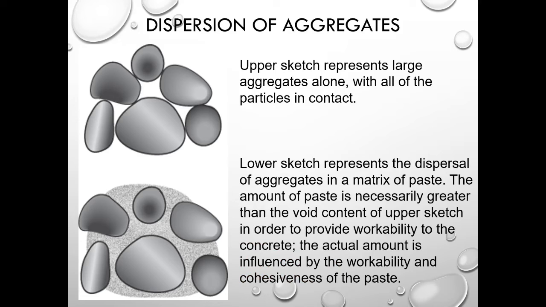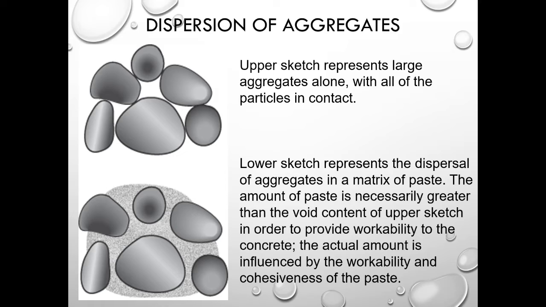This slide illustrates the dispersion of aggregates. If you had aggregates only, no cement paste, you can see from the upper sketch that the large aggregates by themselves will be in contact with one another, with voids in between. If we use cement, we have a cement paste, as represented by the lower sketch, we have a good matrix. The amount of paste is greater than the void content, so it separates the aggregates and will provide workability. The actual amount is influenced by the cohesiveness of the paste and the workability.